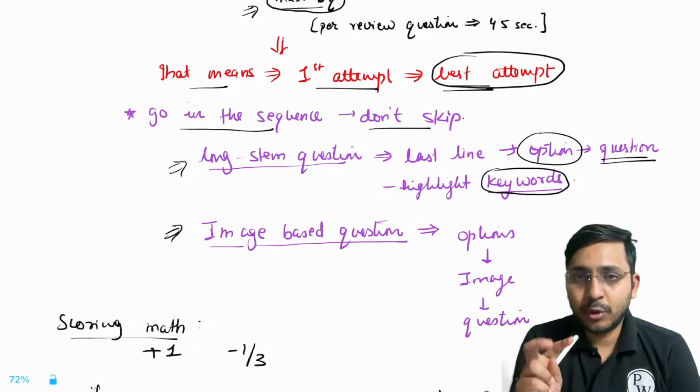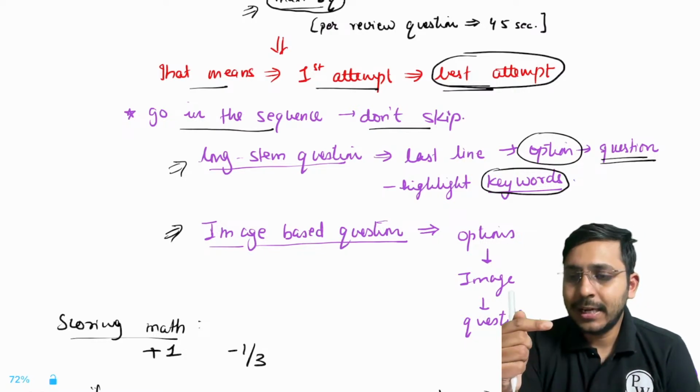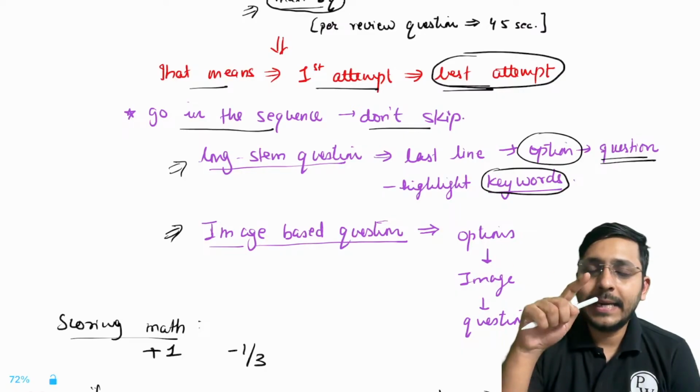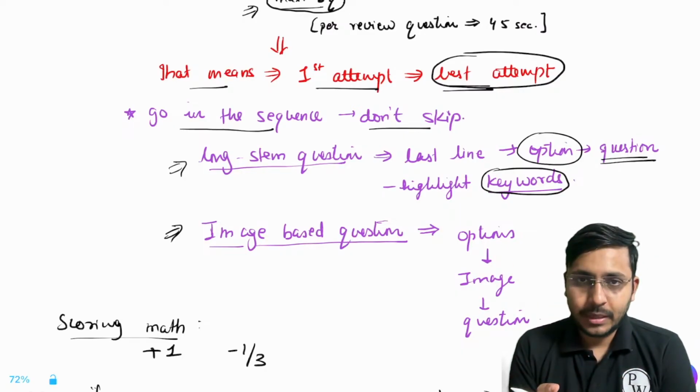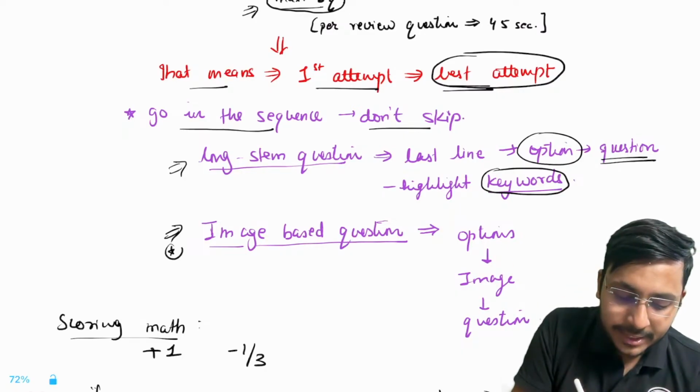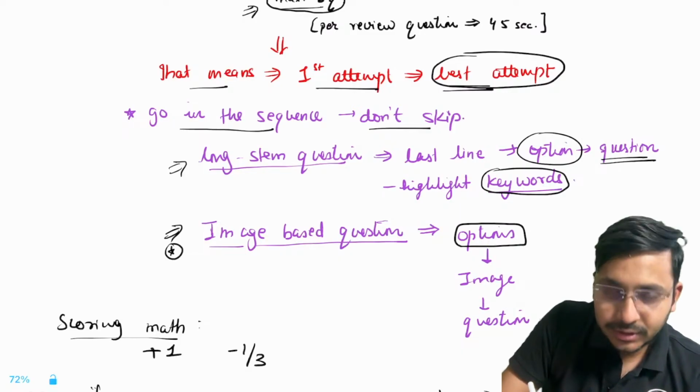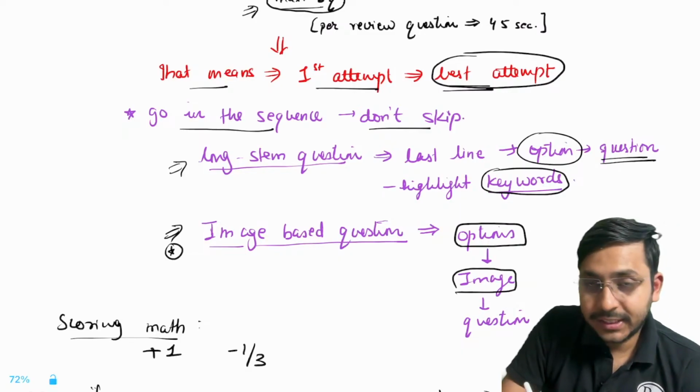ठीक है, so long stem question को 2 बार पढ़ना पड़ेगा. पहले last line, we'll read the options, and then come back and read the entire question. And for image-based questions, first read the options, then see the image. Don't see the image directly.